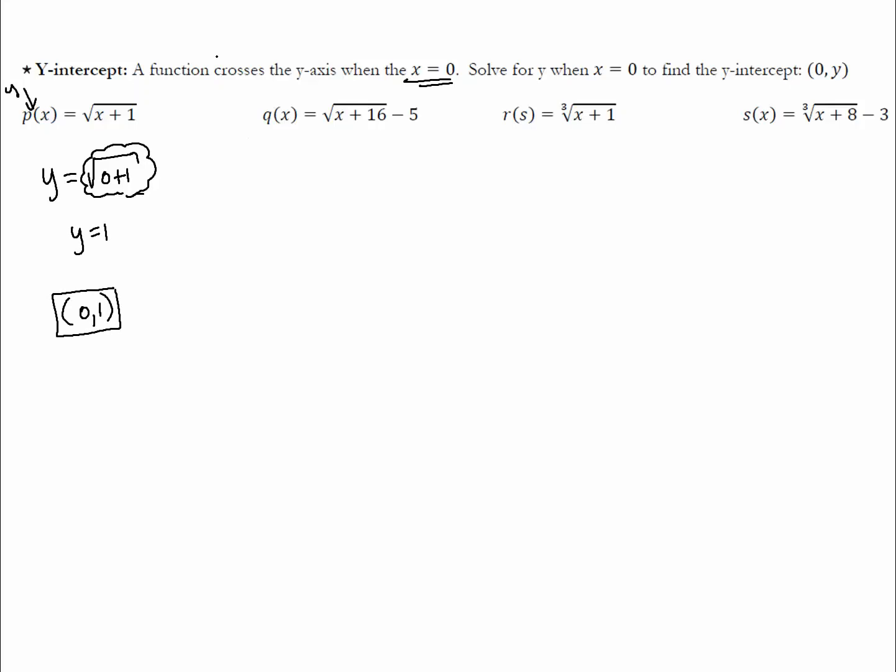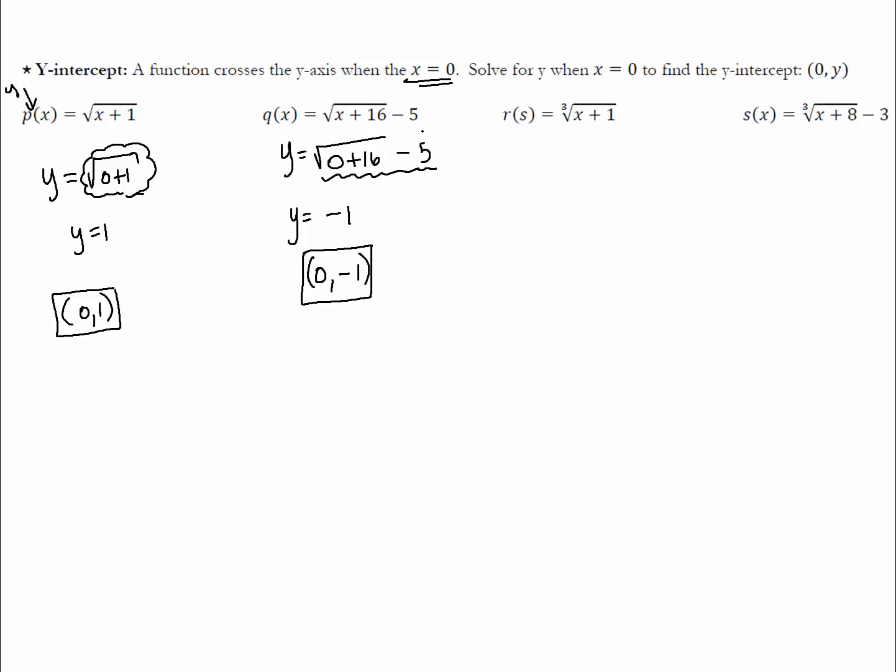Let's do it again. Since we want the y-intercept, that means the x is 0. Y equals the square root of 0 plus 16, minus 5. And then all of this, the way you see it, you type it in your calculator. I'm going to use my mental calculator. 0 plus 16, 16. Square root of 16, 4. 4 minus 5, negative 1. The answer is 0, comma, negative 1. Plug it in a calculator if you can't follow the mental calculator.